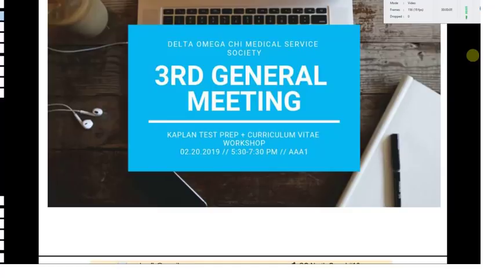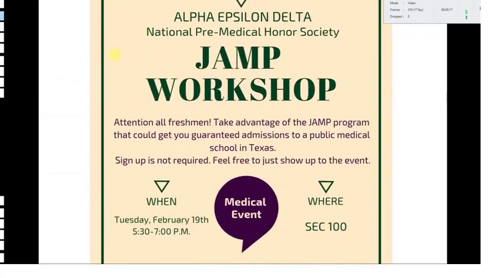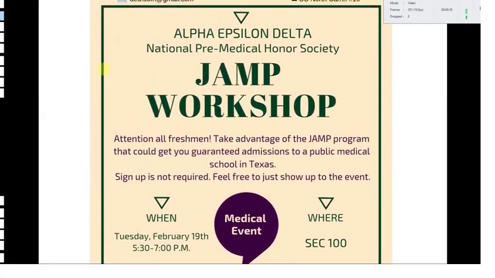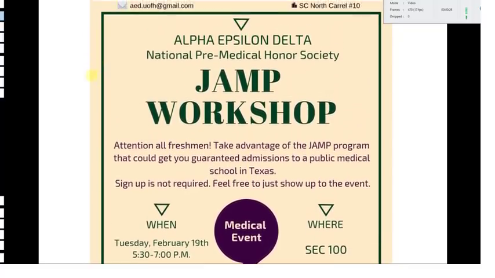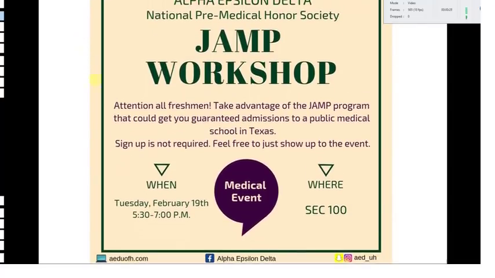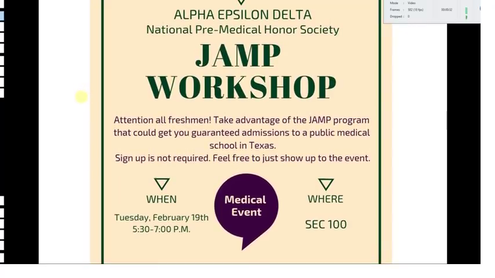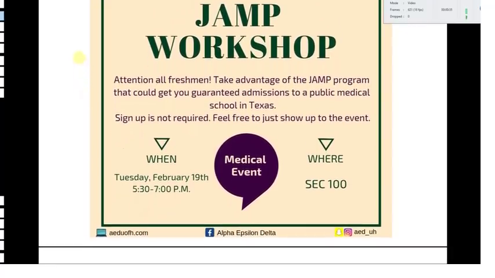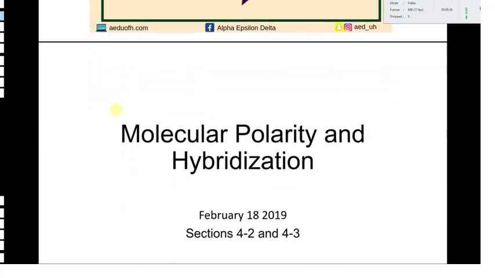A couple of announcements I've been asked to pass along. Delta Omega Chi has their third meeting on Wednesday right after class, and there's a JAMP workshop. I forget what JAMP stands for, but basically it's a program that allows you to get early admission to medical schools if you're qualified. It is a real thing, because I've had one former student that got in recently. They have a workshop on what that takes, hosted by Alpha Epsilon Delta, and that will be tomorrow if you're interested, in this room. All right, so that information is in the notes.